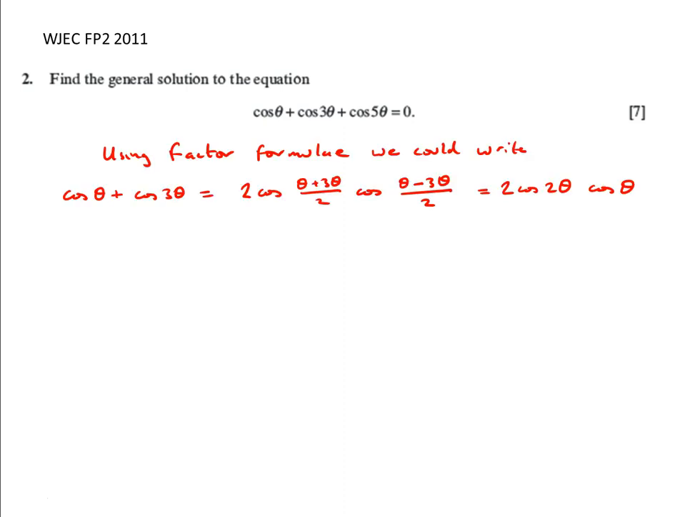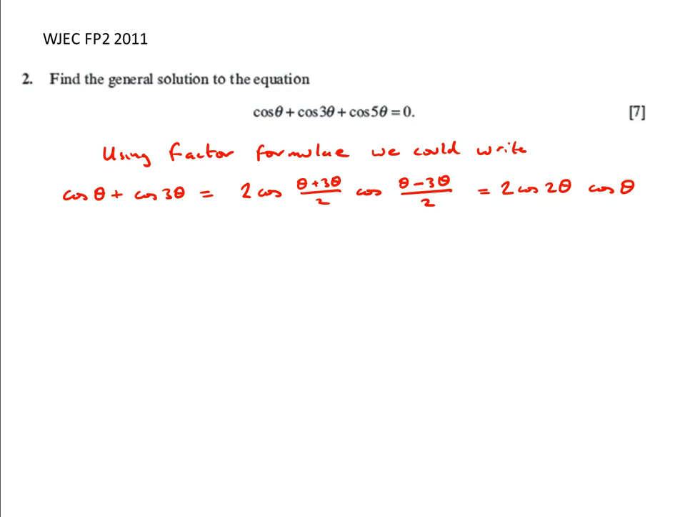If we start off by considering cos theta plus cos 3 theta, then the factor formulae applied to that gives me cos theta plus cos 3 theta is 2 cos (theta plus 3 theta) over 2, cos (theta minus 3 theta) over 2. So in other words, that's 2 cos 2 theta, cos of minus theta. But remember, cos of minus theta is exactly the same thing as cos theta. So we've got cos theta plus cos 3 theta equals 2 cos 2 theta cos theta.